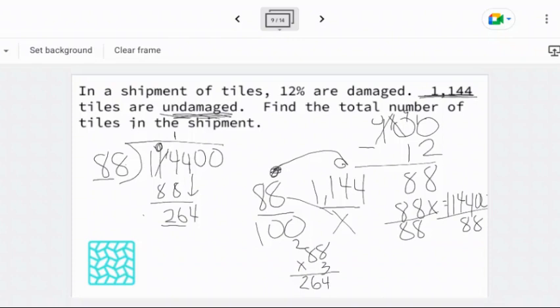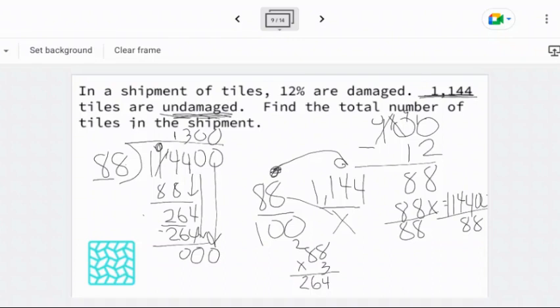Right? So this problem looked all crazy, but really it's pretty simple. Okay? Because that goes in 3 times, which is 264. Subtract and get 0. Bring down a 0. 88 goes into 0 0 times. Bring down a 0. 88 goes into 0 0 times.